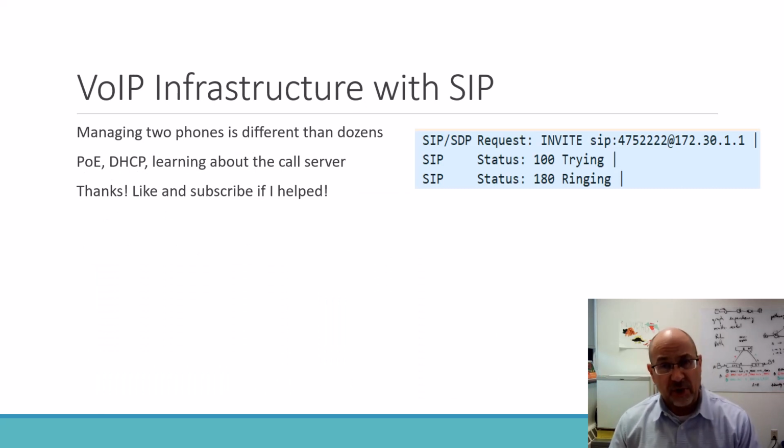So managing two phones is a lot different than managing dozens or hundreds or even thousands of phones, right? We have to worry about things like power over Ethernet, 802.3AF and AT. We have to somehow learn about the call server. Sometimes that's via TFTP, or we learn it directly from DHCP. And just for fun, when you're all set, you're ready to make calls, so you should see that SIP register, and after that gets a status of 200. You're ready to make calls, and you're ready to invite somebody.